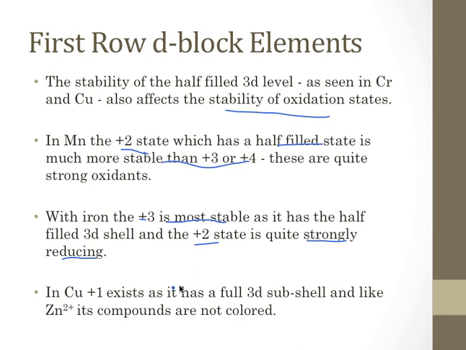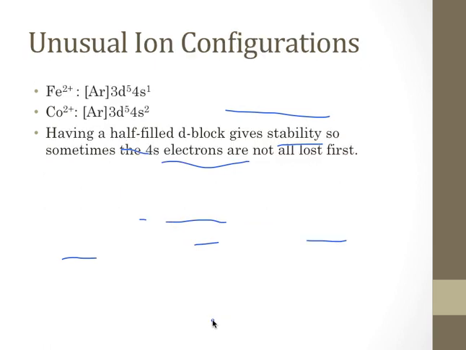And copper +1 exists as a full 3D sublevel, and like Zn +2, its compounds are not colored. Looking at iron +2, cobalt +2, you see that half-filled D block giving stability. So sometimes that 4s electrons are not all lost first.